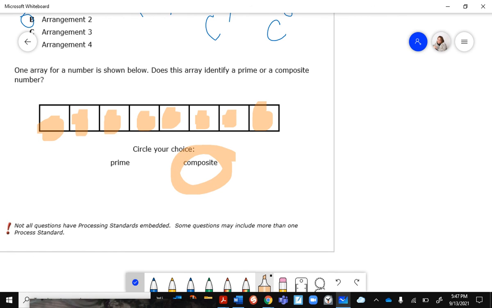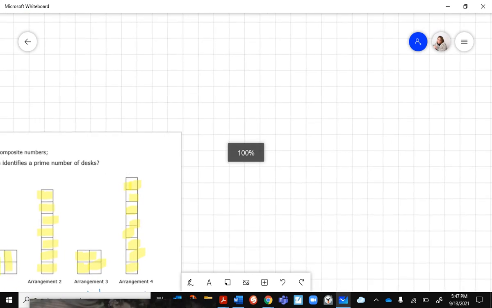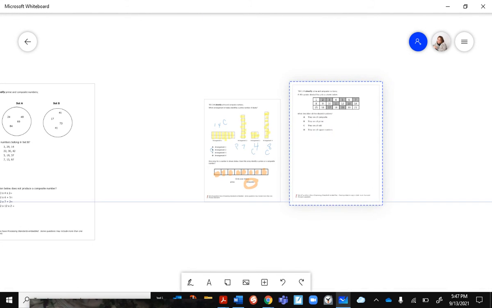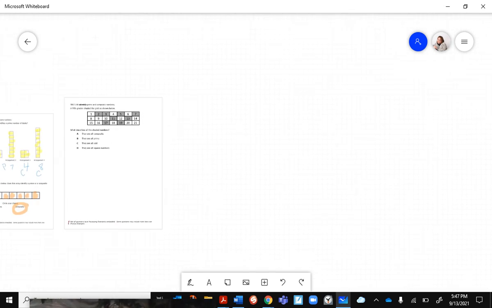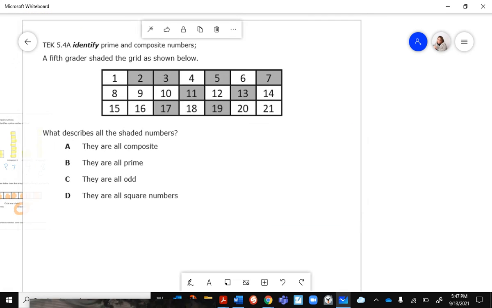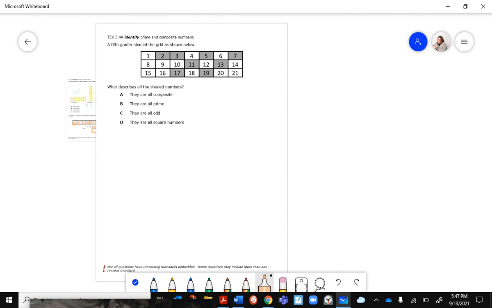All right, let's take a look at this last one. Let me find it. There you go. A fifth grader shaded the grid as shown below. And this is what you did today. You were shading your grids. What describes all the shaded numbers? Oh, this is interesting because we did this today.